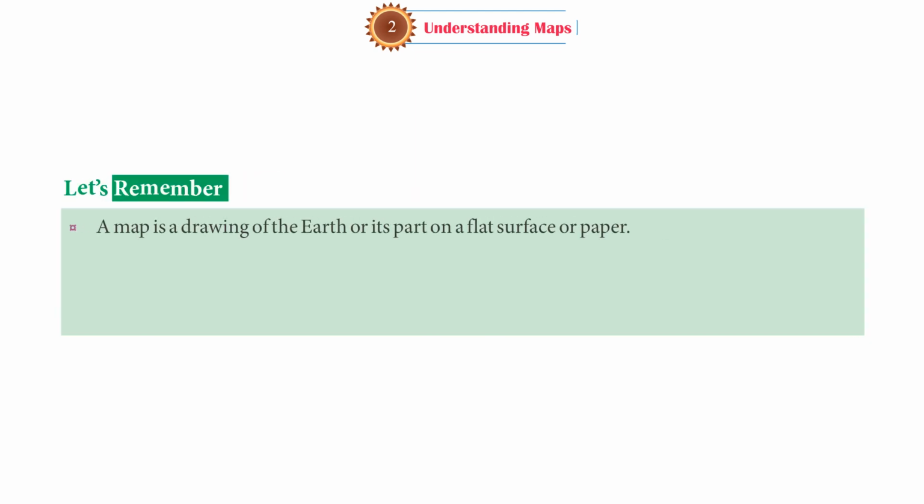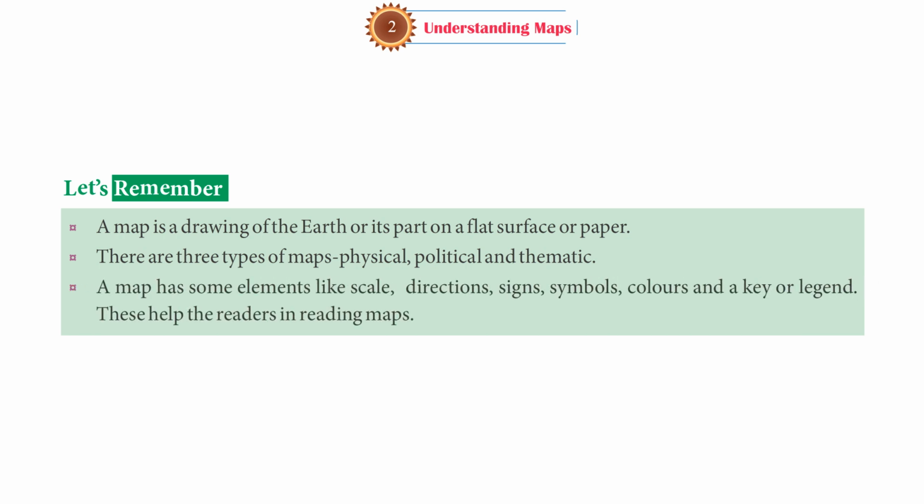Let's remember. A map is a drawing of the earth or its part on a flat surface or paper. There are three types of maps: physical, political, and thematic. A map has some elements like scale, directions, signs, symbols, colors, and a key or legend. These help the reader in reading maps.